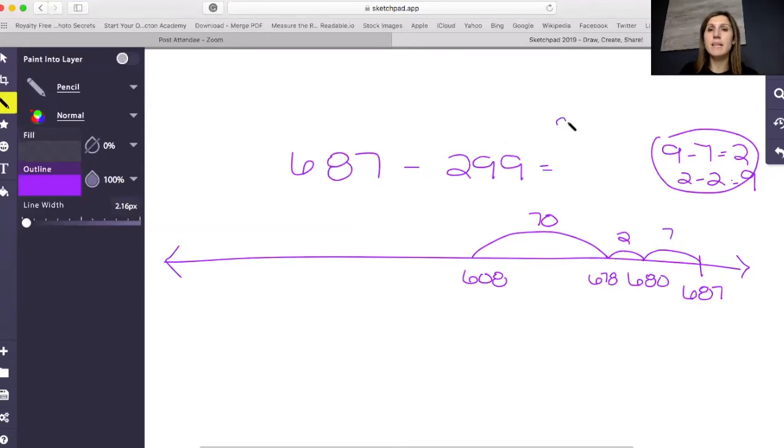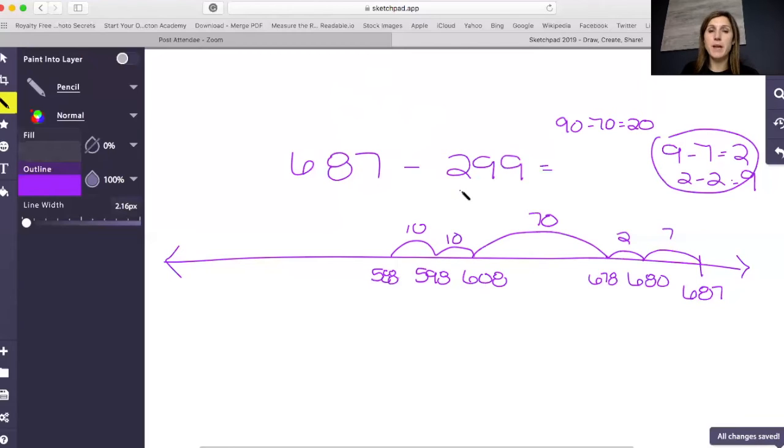So I had 90. I took away 70. That leaves me with 20. Now I can take away them in 2 jumps of 10 because that's what I think will be easiest. Remember, I'm always doing here what I think will be easiest. So 608 minus 10 is going to be 598. 598 minus 10 is going to be 588.